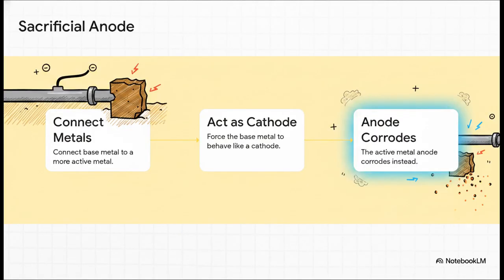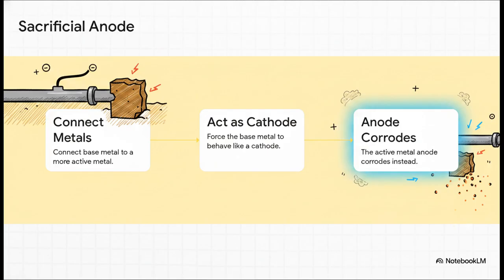Well, this genius strategy is called cathodic protection. Here's exactly how we pull this off, using a method called sacrificial anode protection. Step 1. We take the valuable base metal structure we actually want to protect. Let's say it's an underground steel pipe, and we physically connect it by an insulated wire to a much more chemically active metal. Step 2. Because the attached metal is more active, it forces our really valuable pipe to behave entirely like a cathode. It just sits there and receives electrons instead of losing them.